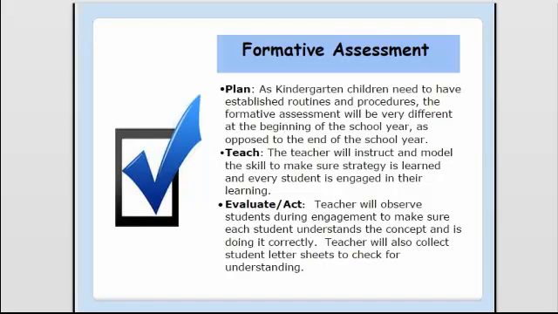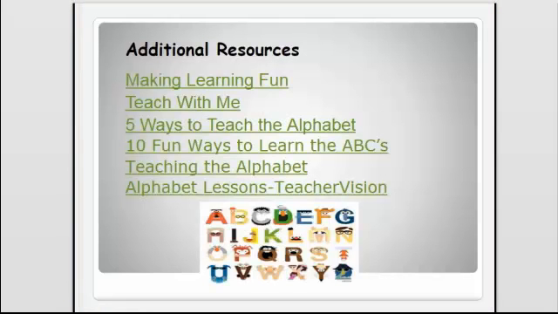As the teacher, you can assess this task informally by observing students during engagement to make sure each student understands the concept and is doing it correctly. After completing this lesson, there are several resources that provide students the opportunity to continue practicing and mastering this standard.